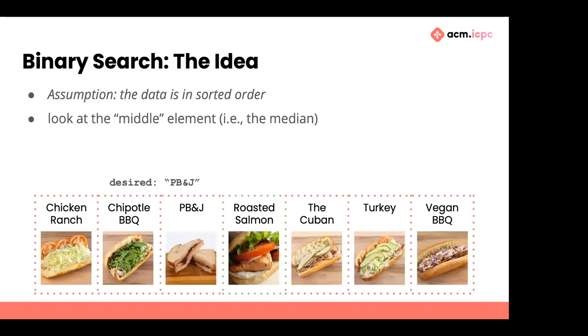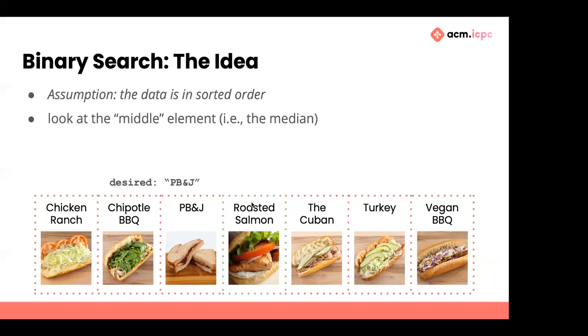All right. For binary search, we're first going to assume that the data is in sorted order. For strings, sorted order simply means dictionary or lexicographic order. For example, chipotle barbecue comes before PB&J because C is smaller than P in the dictionary. And similarly, PB&J comes before roasted salmon because P is smaller than R in dictionary order. So we'll first go through the general algorithm of binary search, and then we'll analyze how this works and why this works.